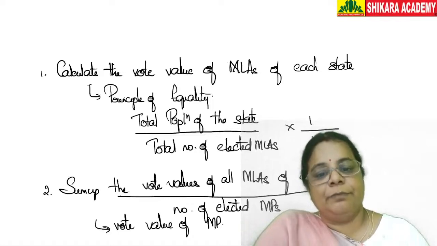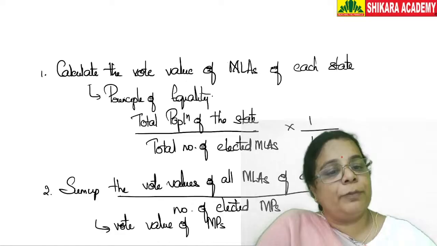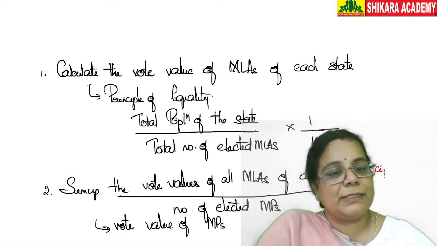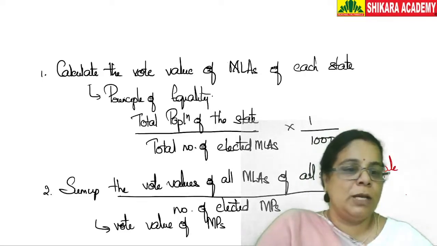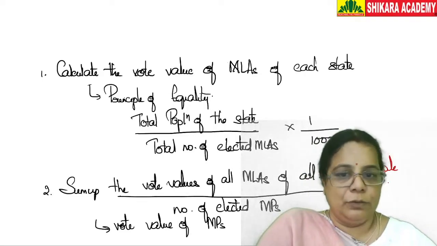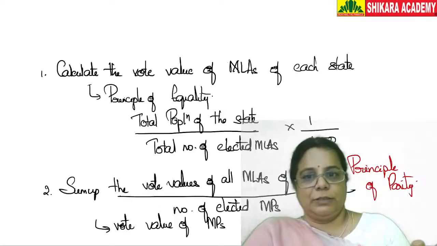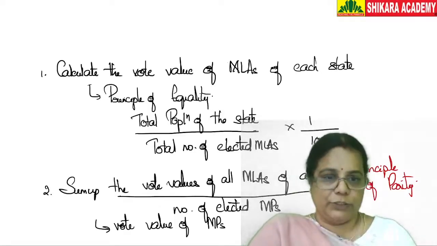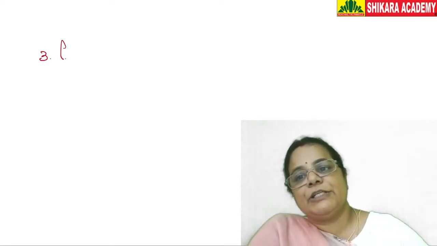And please remember, this is called the principle of parity. Parity is also in the sense of ensuring similar circumstances or similar conditions. So parity, at par. The vote value of MLAs and the vote value of MPs should be at par with each other. Should be equal to each other. That is the reason for the principle of parity. Once you do this, the third step is elections held.